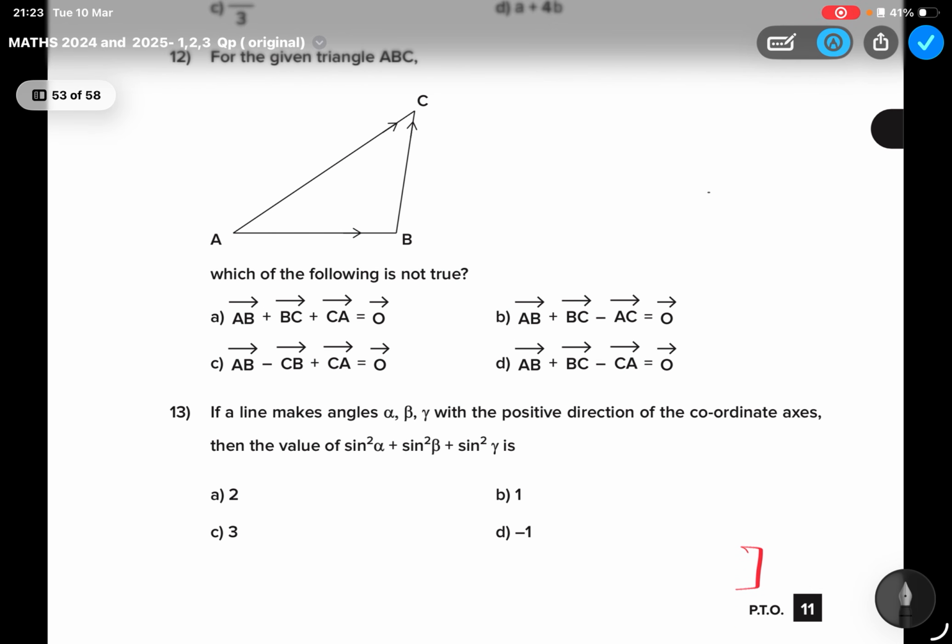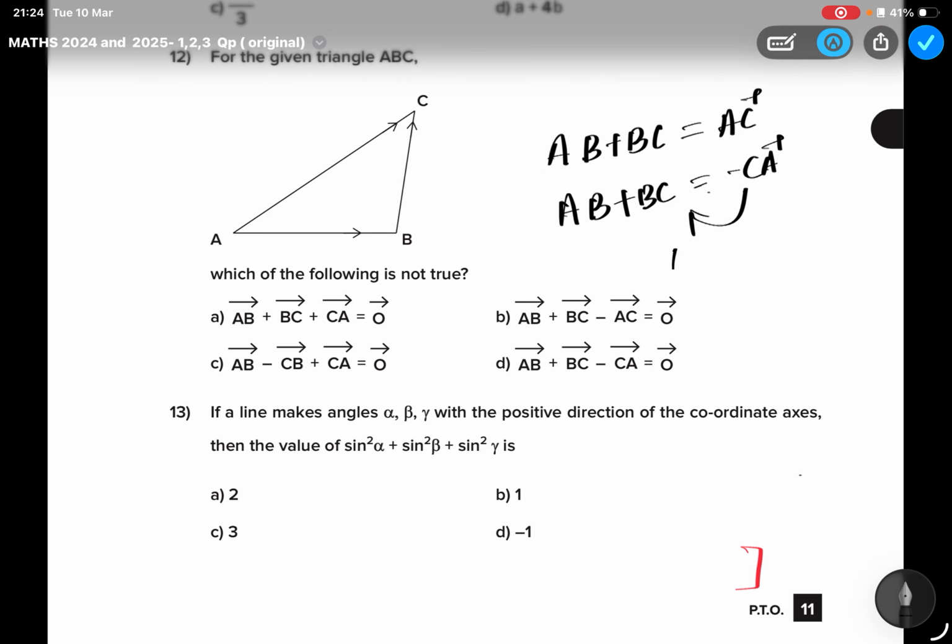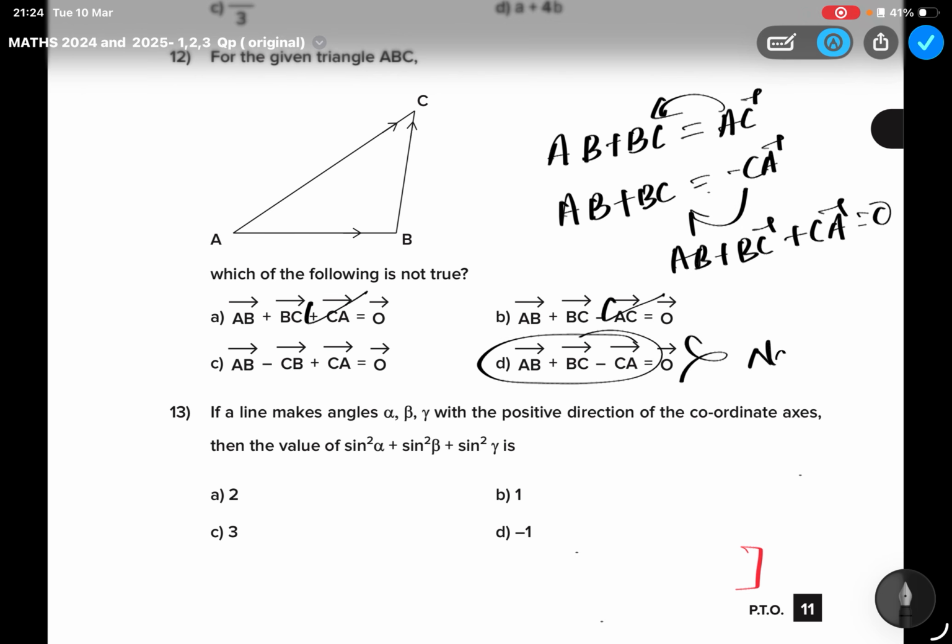Here, for the given, you should remember AB plus BC is equal to AC. This is the correct sequence. And if you take AB plus BC minus AC, with AC coming to this side, it becomes AB plus BC minus AC, which is also correct. And if AB plus BC comes to this side, it should be minus, but since it is already there, it should be plus.